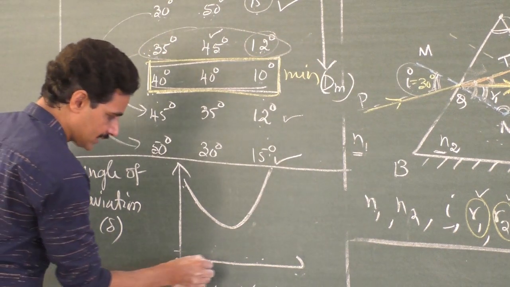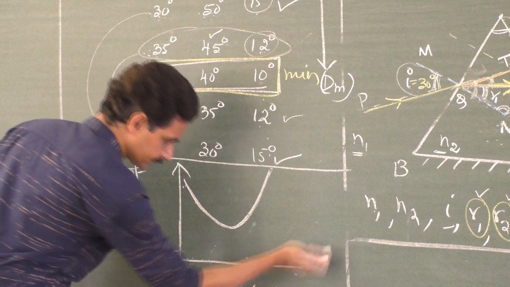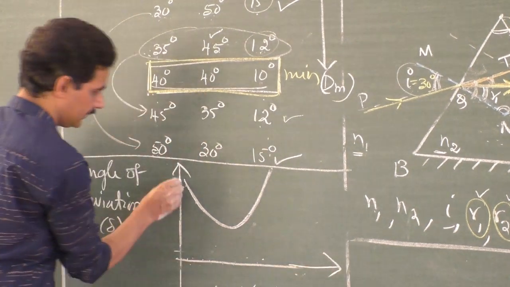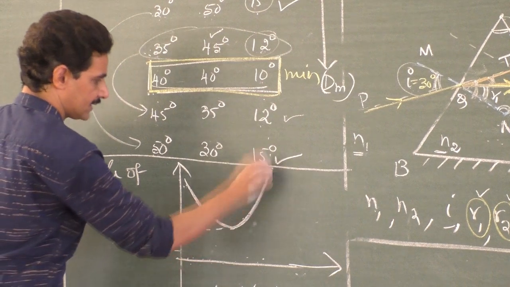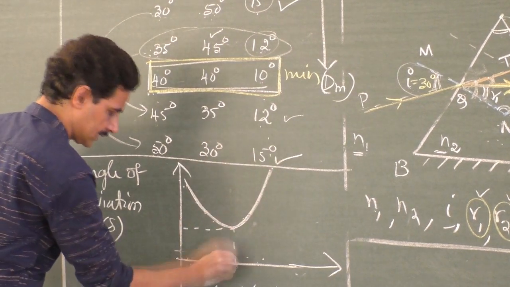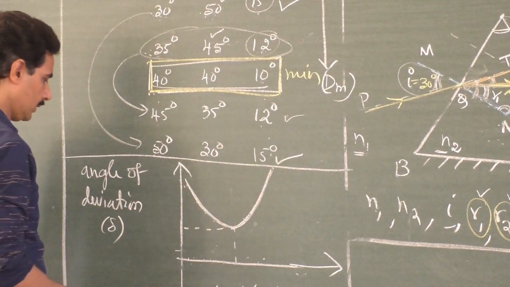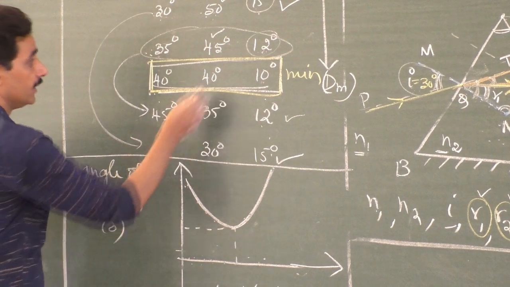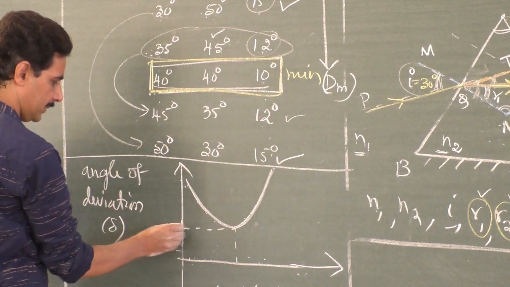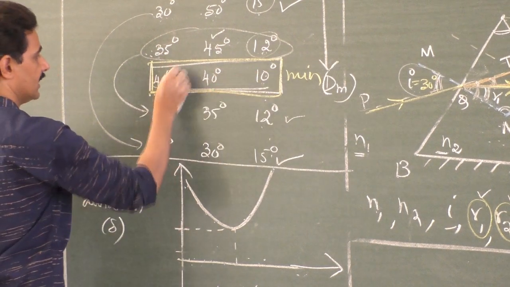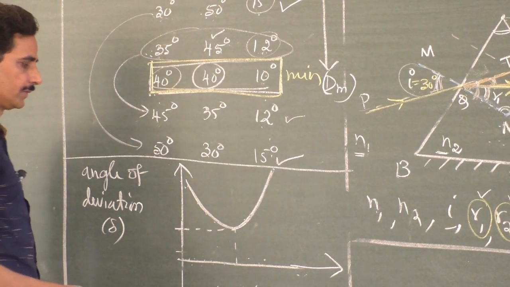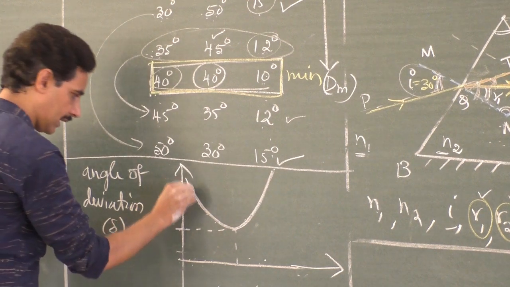Okay, so as the angle of incidence increases, angle of deviation decreases, reaches a minimum value, and then starts increasing. From here onwards, it increases. Now, if you see this graph, this is the minimum angle of deviation, that is 10 degree, that is for two angles of incidence, but they are the same. Correct? So you can analyze this in the graph.